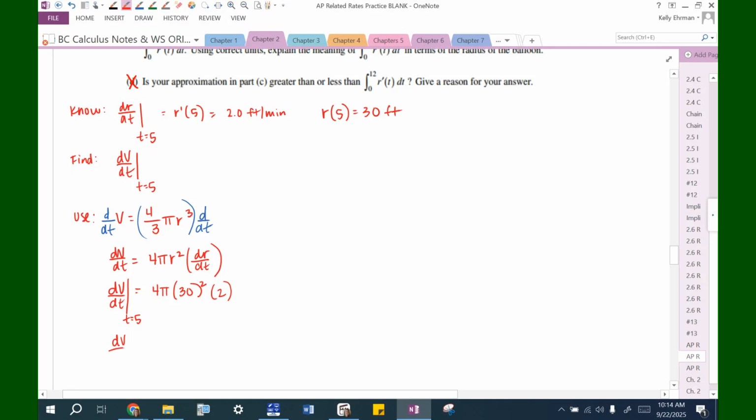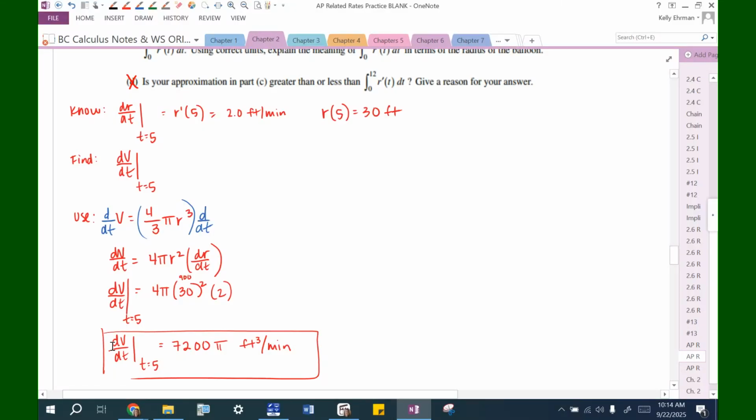And so dv dt at t equals 5 is, let's see, 30 squared is 900. 8 times 900 would be 7,200 pi. And the label on that, we're talking cubic feet per minute.